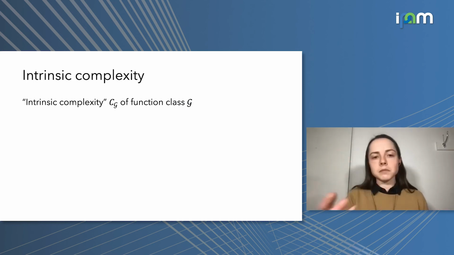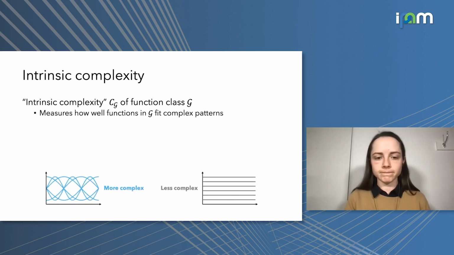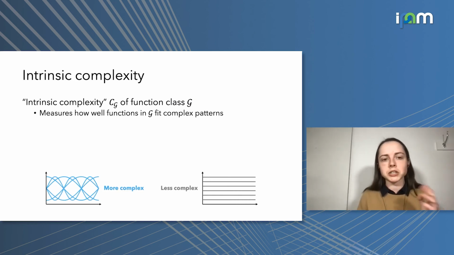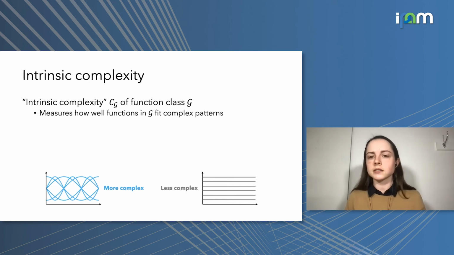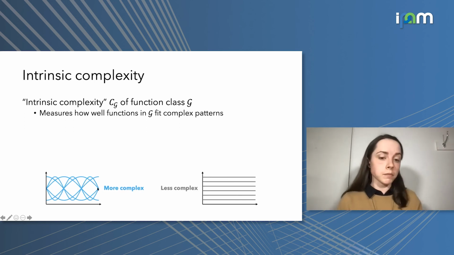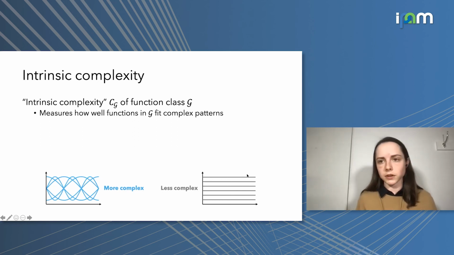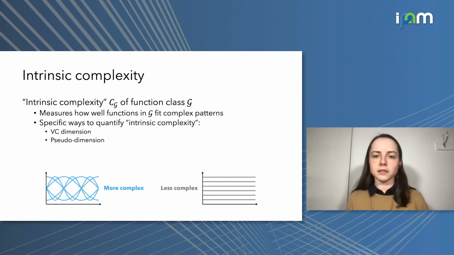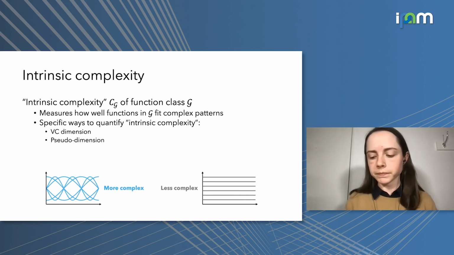So the intrinsic complexity, which I'll denote C_G, of some function class G. These notions of intrinsic complexity from learning theory basically measure how well functions in this class are able to fit complex patterns of noise. So for example, these sine functions on the left would be able to fit more complex patterns of noise than these constant functions on the right. And we have many specific ways of measuring intrinsic complexity in learning theory, such as VC dimension and pseudo dimension.